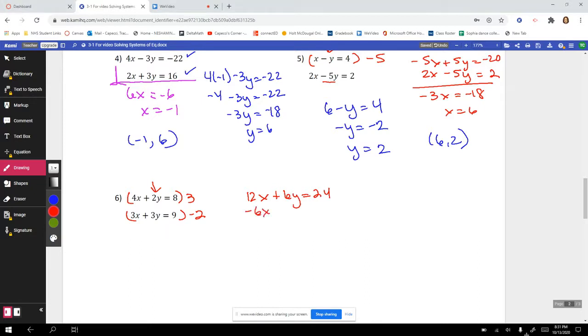Times negative 2 times each term in there. I get negative 6x minus 6y, right? You see how my y's are going to zero out, is equal to negative 18. So I have 6x is equal to 6, so x is equal to 1.